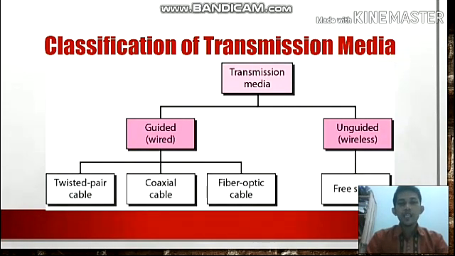Classification of transmission media. There are two kinds of transmission media. They are guided and unguided. Guided is wired and unguided is wireless. There are three types of guided media. They are twisted pair cable, coaxial cable, and fiber optic cable. And unguided media is free space, and there are types of unguided media, and we'll explain about that later.